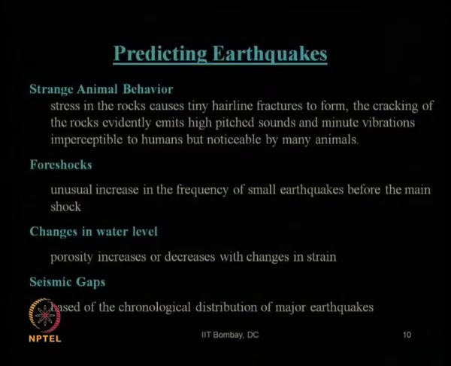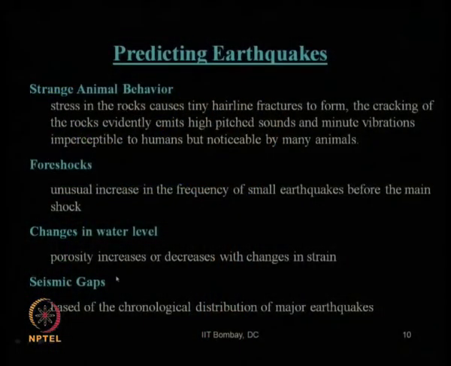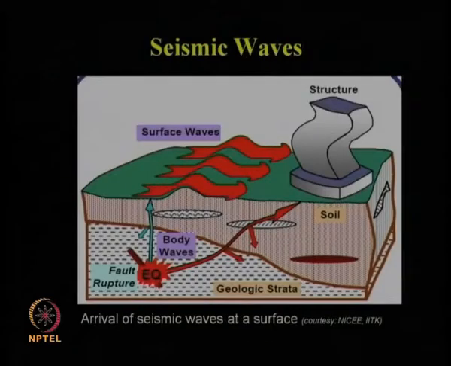But again, in this case also we cannot say what is the exact future date of an earthquake and magnitude of an earthquake. Also, changes in the water level, like porosity increases or decreases with changes in the strain, and the seismic gaps, that is based on the chronological distribution of major earthquakes, people can say a range of earthquake which is expected to occur, but not the exact one.